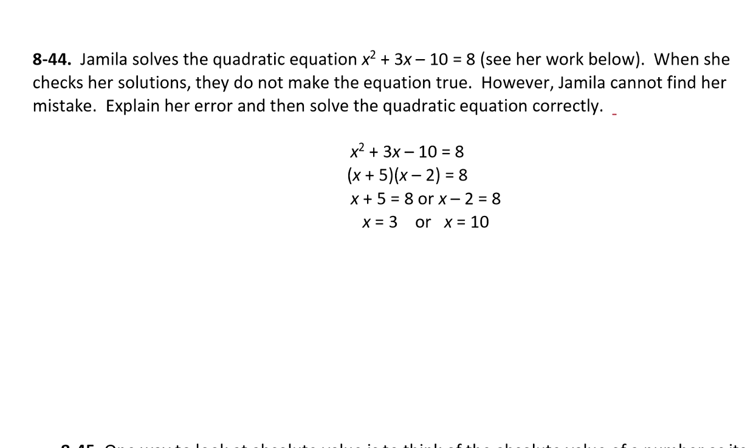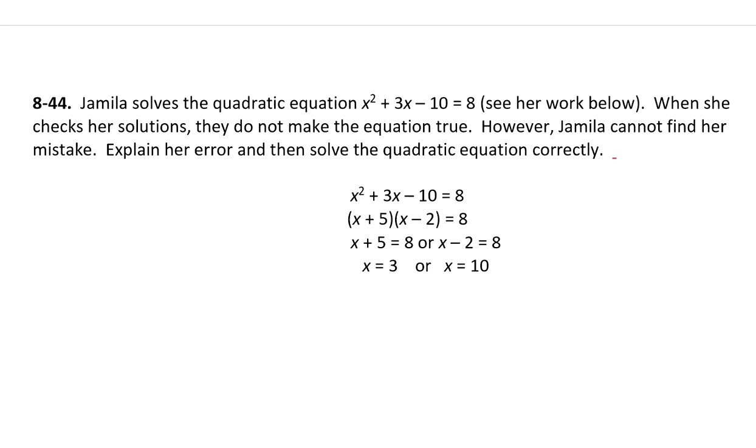Jamil solves the quadratic equation x squared plus 3x minus 10 equals 8, and her work is shown below. When she checks those solutions, though, they're not working. They don't make the equation true. But she can't find her mistake. Can you explain her error?